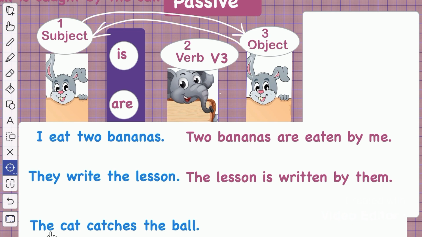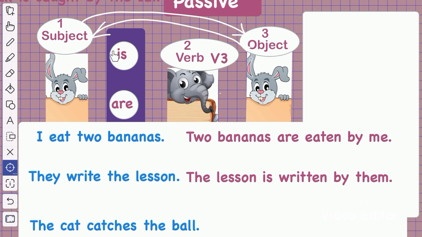The cat catches the ball. Here the cat is the subject, the word number 1. Catches, the verb, number 2. The ball, the object, number 3. So when I want to change this sentence into passive, I will write the object instead of the subject and the subject instead of the object. So this is step number 1. It will be the ball, and then I will choose is or are. Here the ball is singular, so I will choose is.